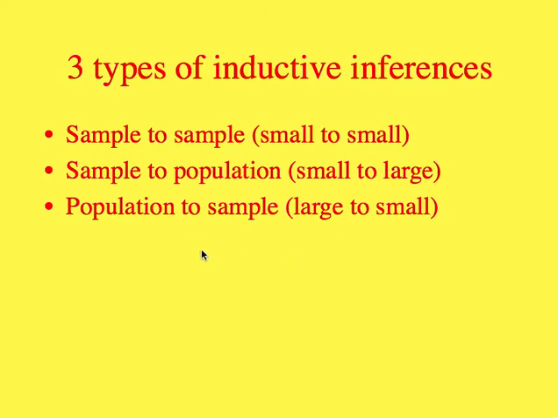Populations and samples occur relative to one another. They aren't absolute values. So what is a sample in one case may be a population in another case. They're relatively defined. If I talk about one person in a classroom, that one person is the sample. But if I talk about that same classroom in relation to the school, right, that previous population now becomes the sample relative to the larger population of the school.